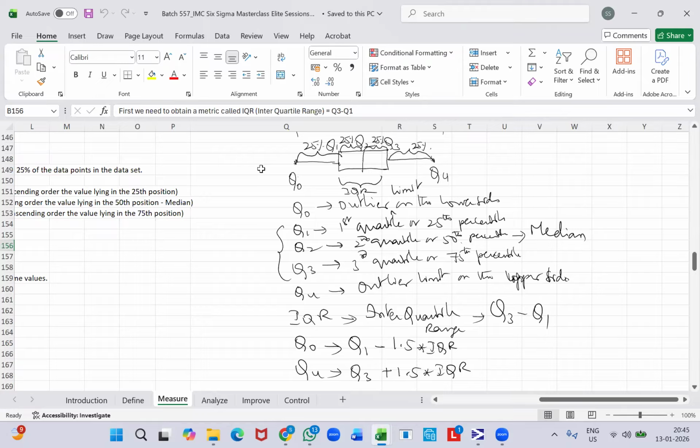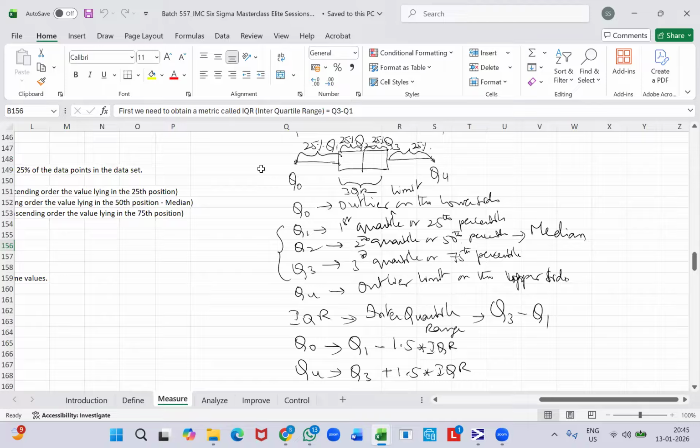So Q1, Q2, and Q3 can be ascertained from the data set, whereas Q0 and Q4 need to be calculated by applying a formula. And for calculating the outlier limit values, we need to have a metric called IQR, which is interquartile range. Interquartile range would represent the length of the rectangle box, which can be calculated by applying the formula Q3 minus Q1. And then we can calculate Q0 and Q4. So Q0 will be a value less than Q1, as we can see in this diagram.